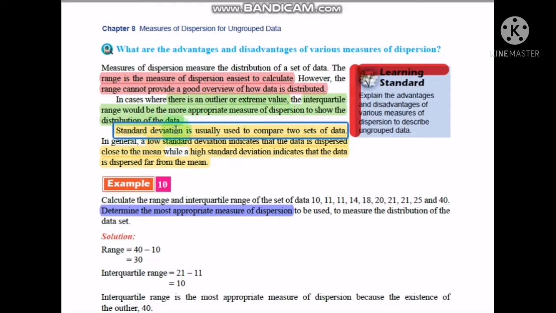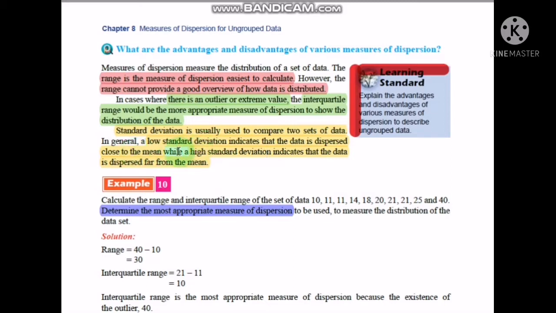Okay, let's look at the yellow one here. For standard deviation, it is usually used to compare two sets of data. So, in general, a low standard deviation indicates that the data is dispersed close to the mean. You need to remember that if the standard deviation value is low, it means that the data is dispersed close to the mean. If the data is dispersed close to the mean, it means that the data is more consistent and more accurate. Okay, remember that one.